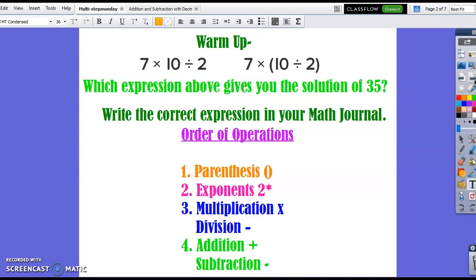Pause the video here and work out both equations and see which one of those gives you the answer of 35 using your order of operations.